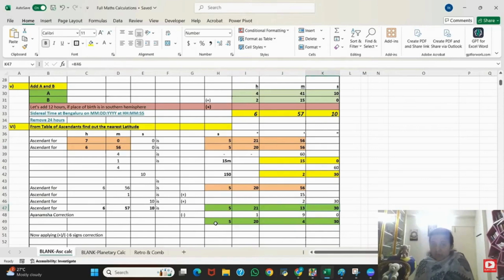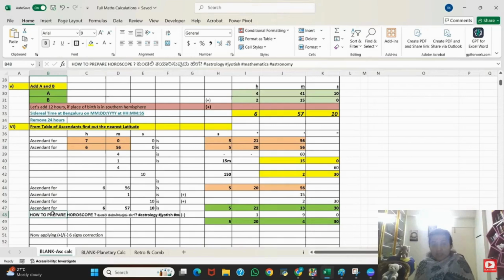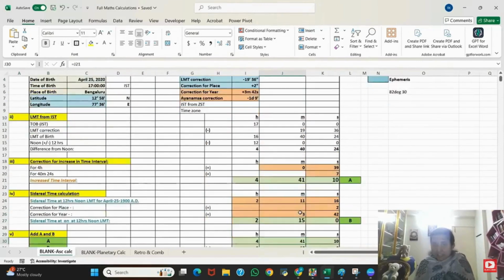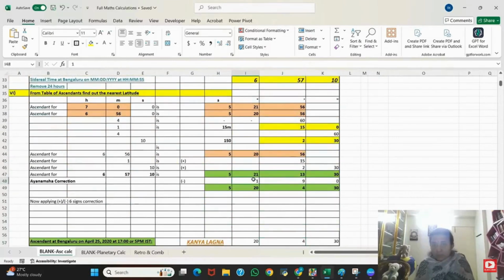Okay, so now for this I have to deduct the ayanamsha. What is the ayanamsha correction which we had noted down, so that we have to actually take it here. The ayanamsha correction was 1 degree 9 minutes. The same 1 degree 9 minutes I have to note here, and it is negative because we have to deduct the ayanamsha at any point of time.